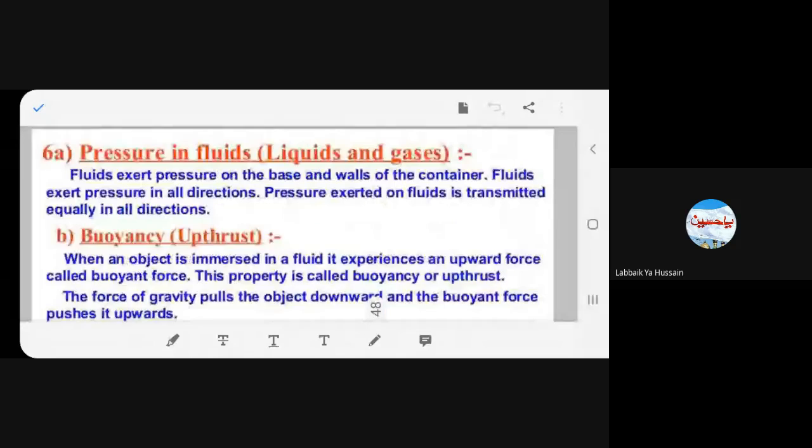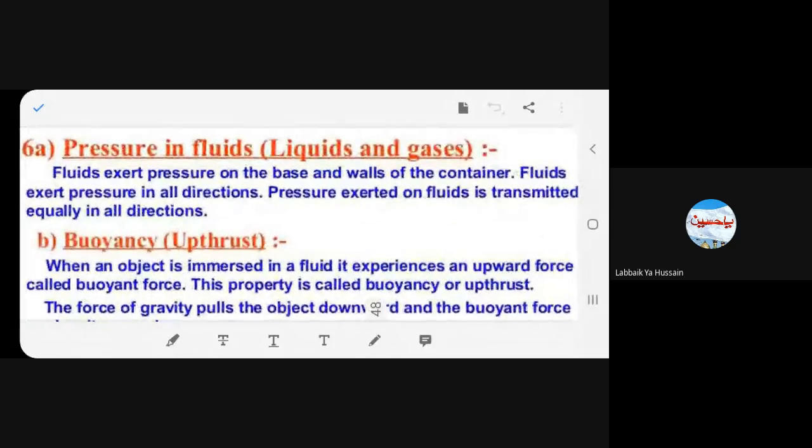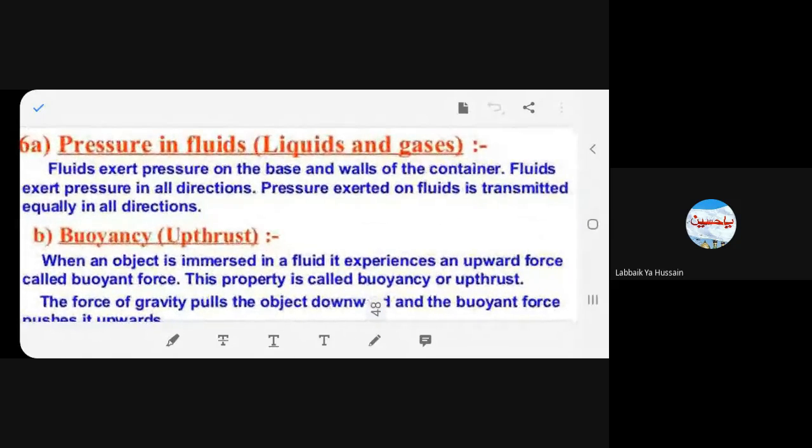Can we start again? Again, this is revision of whatever we did just now. Please start, Peter. Any of you can start. Pressure. Pressure in fluids, liquid and gas. Fluids exert pressure on the base and wall of container. Fluids exert pressure in all directions. Pressure exerted on fluids is transmitted equally in all directions.